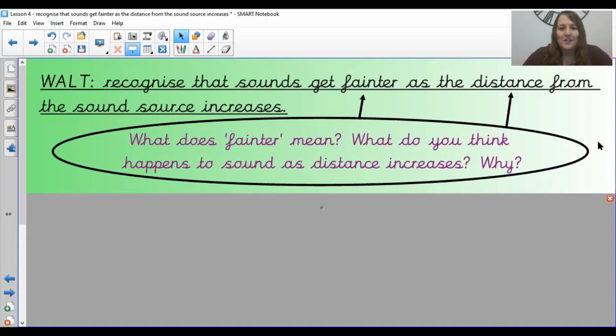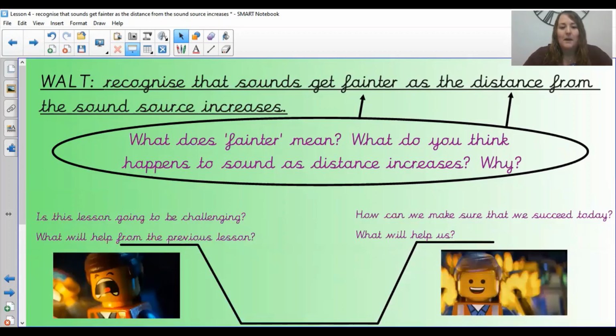Okay, hopefully you had a chance to either think about that or discuss that. Down here, then, we have our learning pit. Where do you think you are on the learning pit today? Do you think this lesson is going to be challenging? Have you heard of that vocabulary before? What do you think will happen? Doesn't matter if you don't know, but what's going to help us succeed?